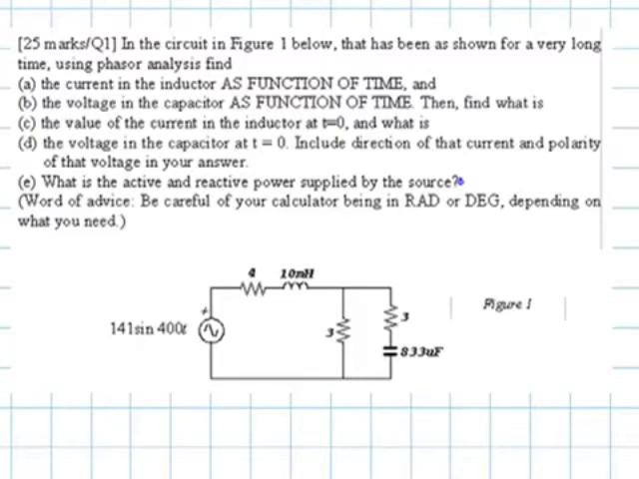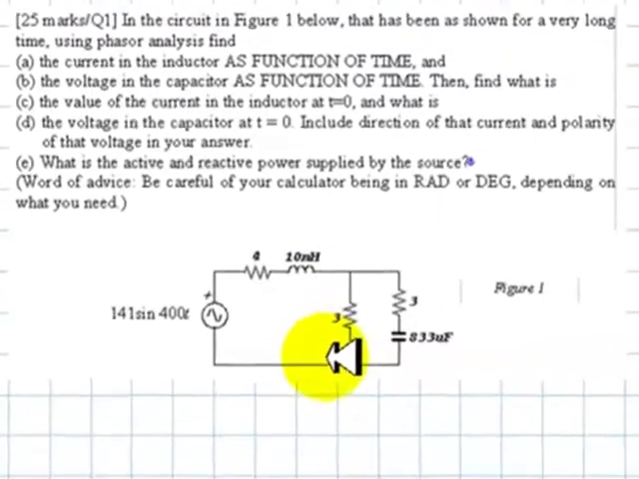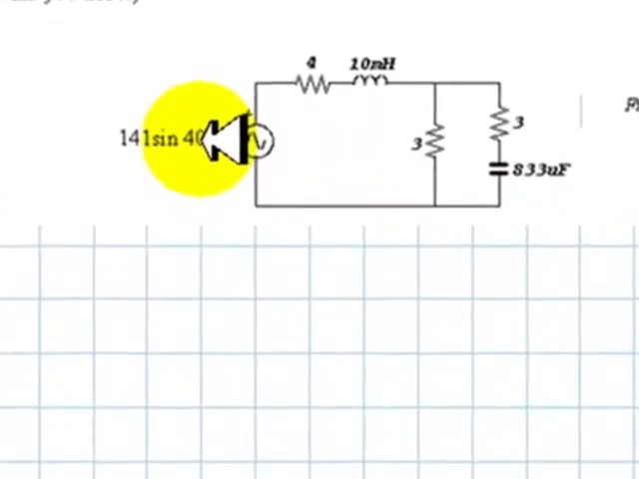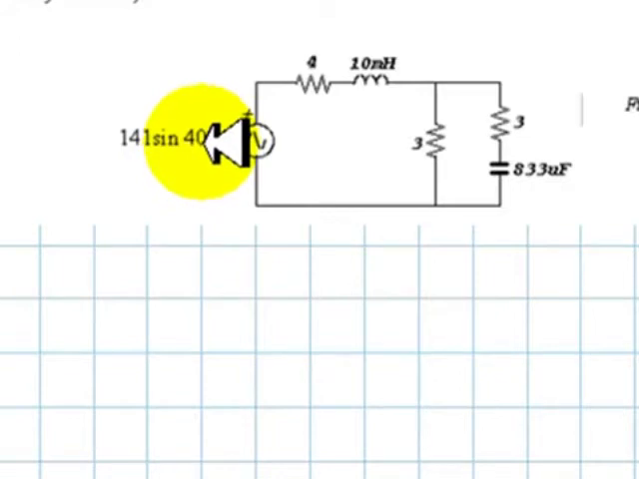This circuit has been as shown for a very long time. That phrase, as shown for a very long time, signifies that the circuit is in steady state. Because the source is AC, the circuit is in AC steady state, and we have a tool to solve circuits in AC steady state, phasor analysis. To analyze this as a phasor problem, the first thing we do is identify the frequency, which is 400 radians per second.